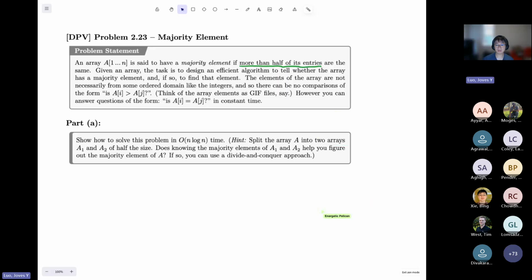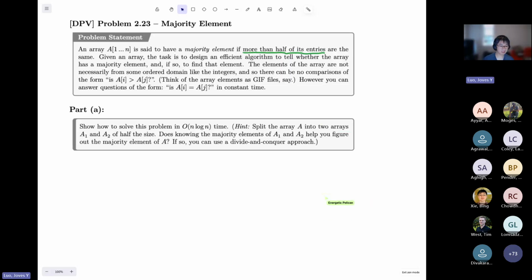Okay, so part A is asking, show how to solve the problem in log n time. Again, you're not going to generally be given a target runtime, but I think this problem specifically is asking for two different solutions to get you thinking that even when you hit divide and conquer solutions, some of them might be more optimal than others. And this is what I was saying with the way we grade.